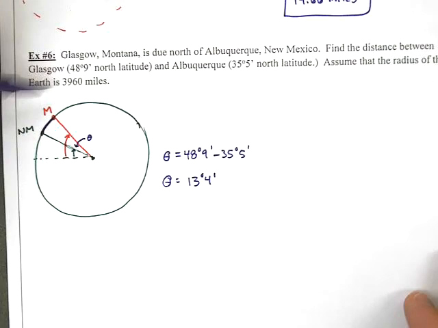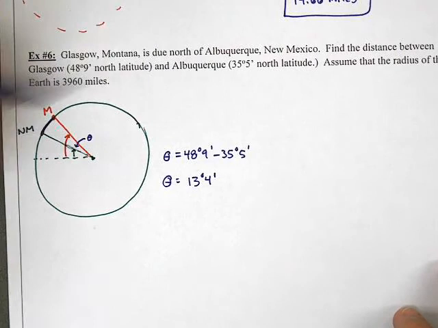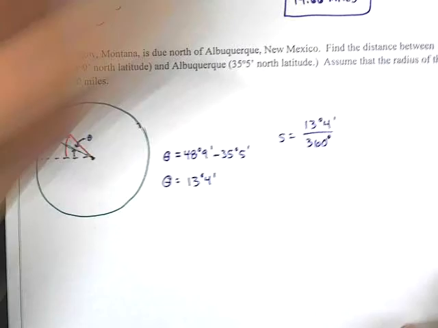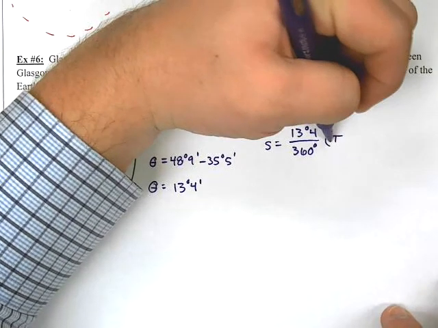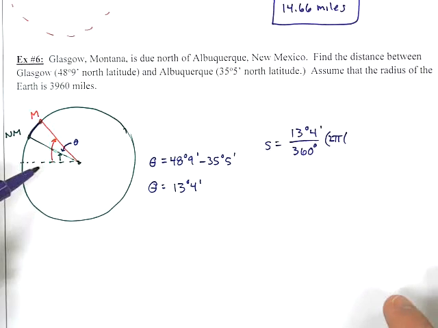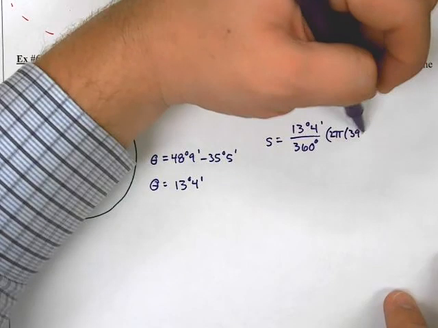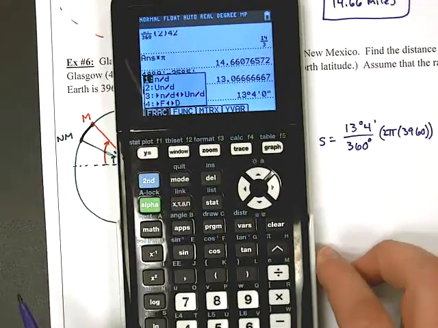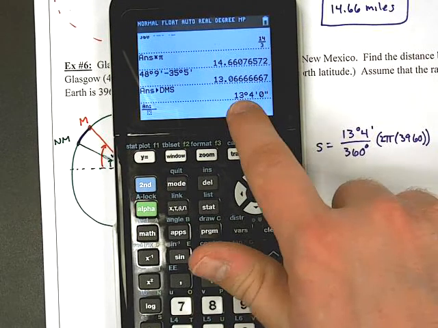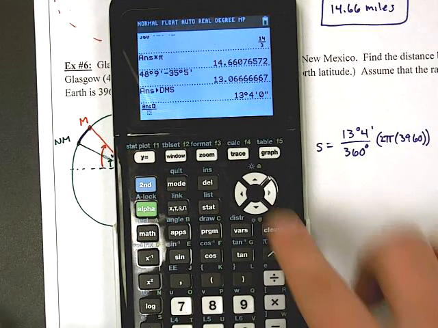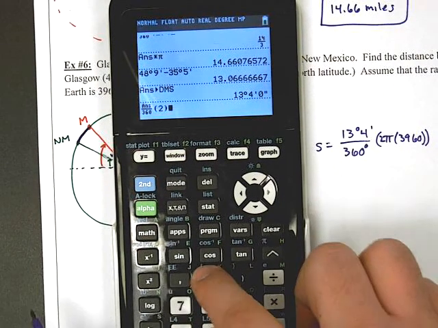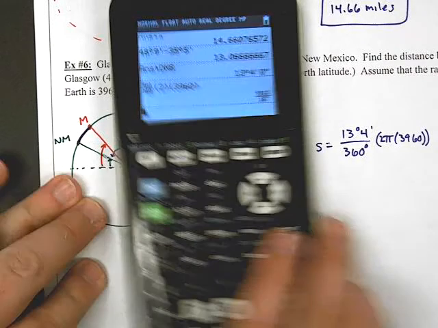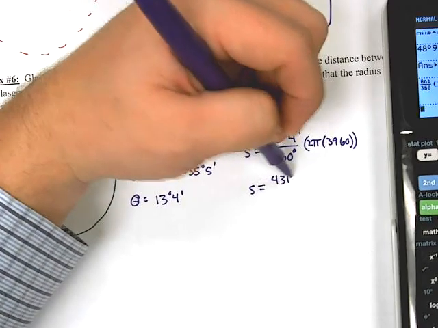Now we know because, again, we're looking for distance, which means we're looking for that arc length right there. We're going to use S equals. Now I'm going to use 13 degrees, 4 minutes over 360 degrees. And I'm going to multiply it by 2 times pi times the radius of the circle. And well, the circle is the Earth, so the radius is 3960. And again, just save yourself some trouble. Go to your calculator. Alpha y equals for a fraction. I'm going to just hit second answer because my answer is still 13 degrees, 4 minutes, over 360 times 2 times 3960. And I get, so S equals 43.12. Don't forget the pi, right?